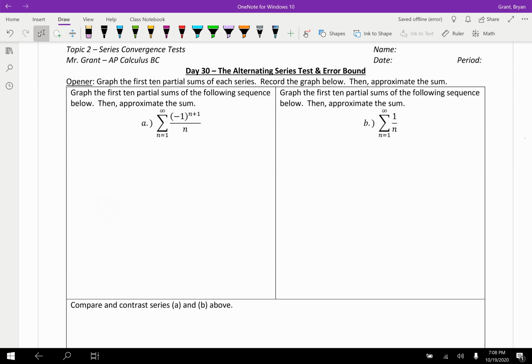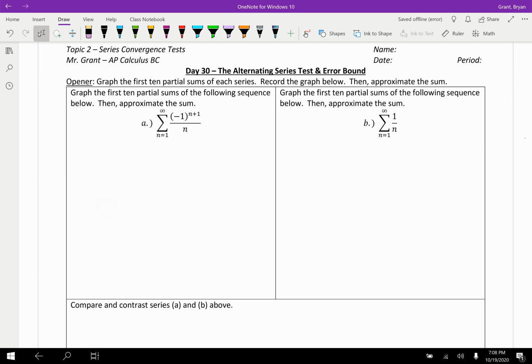So, opener. Graph the first 10 partial sums of the series and record the graph below, then approximate the sum. Oof, there's a decent amount to do here. I'll let you guys decide how you want to do it. Once you're done, I will show you a way that I'll probably do it as well, and then we will go from there. Ready, set, go.